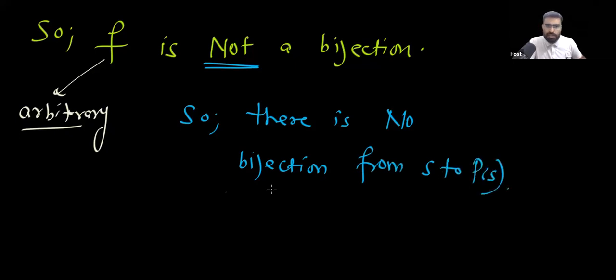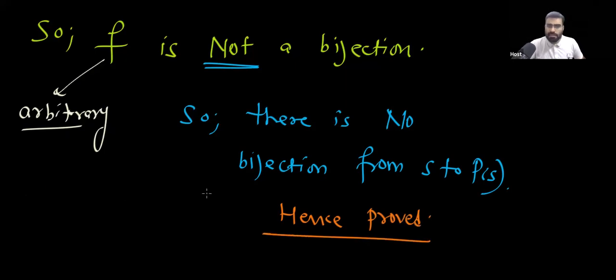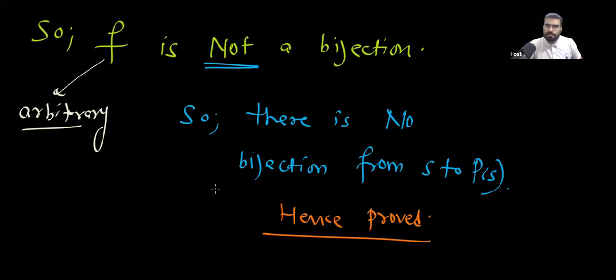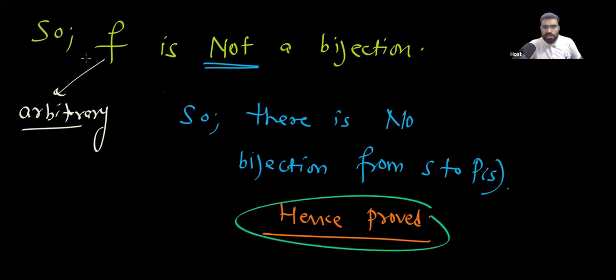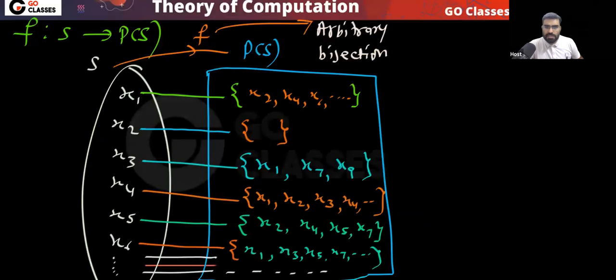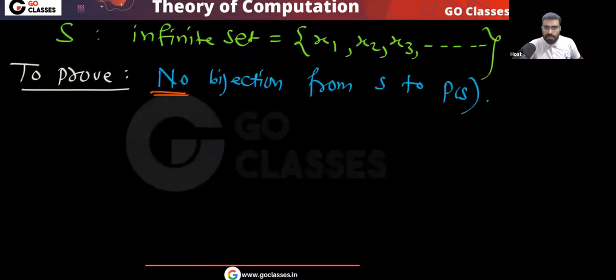Did you find this proof interesting? Hence proved. This type of proof we have already seen, if you remember: Cantor's diagonalization idea. I hope this has become your favorite. It is very simple. You assume there is a bijection, and then you create a counterexample. You create some element which is not covered in this bijection. So this is the idea. I hope you understood.